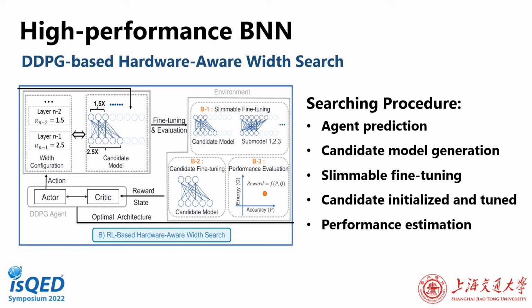DDPG-based reinforcement learning algorithm is leveraged to assign the layer-wise expansion ratio to optimize both the accuracy and energy consumption. The DDPG agent makes an action to determine the wide configuration in a layer-wise manner, based on the state and reward acquired from the environment. The candidate is evaluated to obtain the accuracy and energy efficiency, and then to return the reward for generating the action in the successive episode.